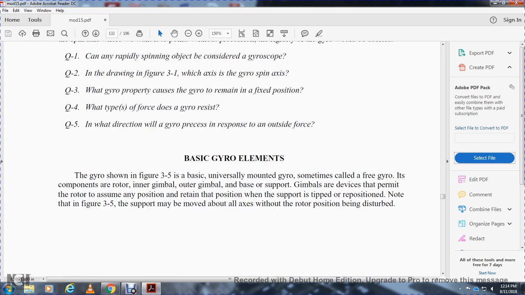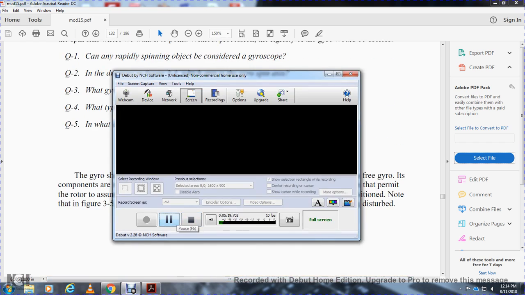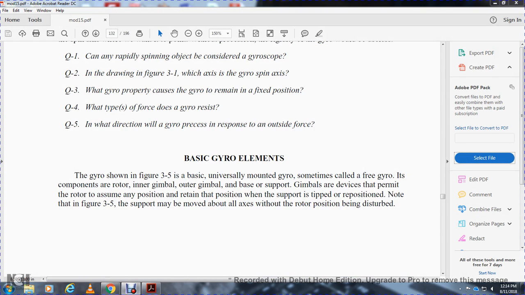Alright, basic gyro elements. The gyro shown in Figure 3.5 is the basic universal mount of the gyro, sometimes called the free gyro, with the components: rotor, inner gimbal, outer gimbal, and the base support. The gimbals are all device permanent. The rotor is retained in position by the support tips. Note in Figure 3.5 that the support may be moved about all axes without the rotor position being disturbed.